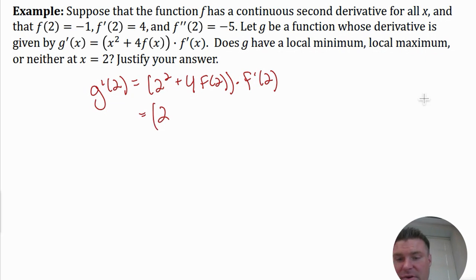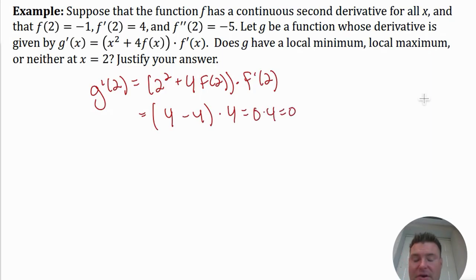Why did I write 2? Nobody knows. So we're going to get 4. f of 2 is negative 1, so it's 4 minus 4 times f prime of 2 is 4, which gives me 0 times 4, which is 0. So g prime of 2 is 0. We are eligible here to use the second derivative test, and let's hope that we get a positive or negative value. Because if we get 0, we got a bad question.